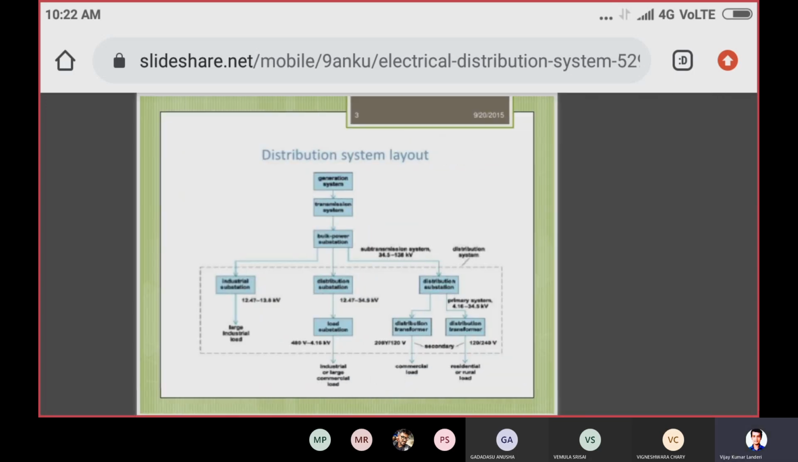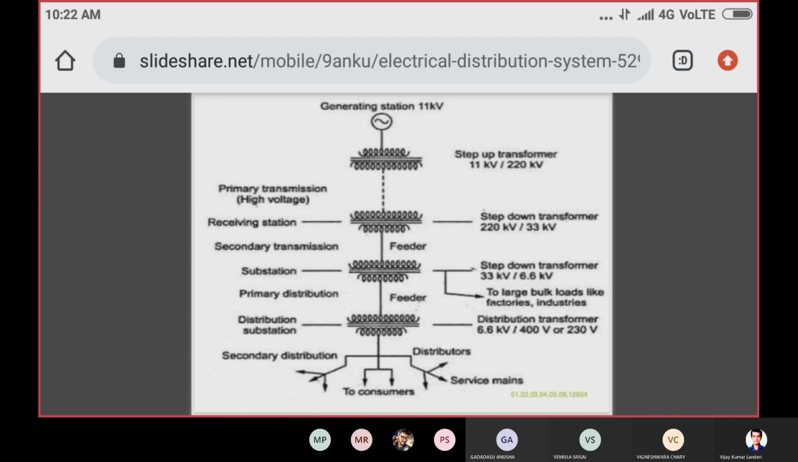Right. So now, whatever the previous diagram was, we can easily understand by this diagram. Here the generation voltage is at 11 kV, and by means of the step up transformer, we are increasing the voltage to 220 kV, right? And that 220 kV voltage is generally called what? Primary transmission high voltage.